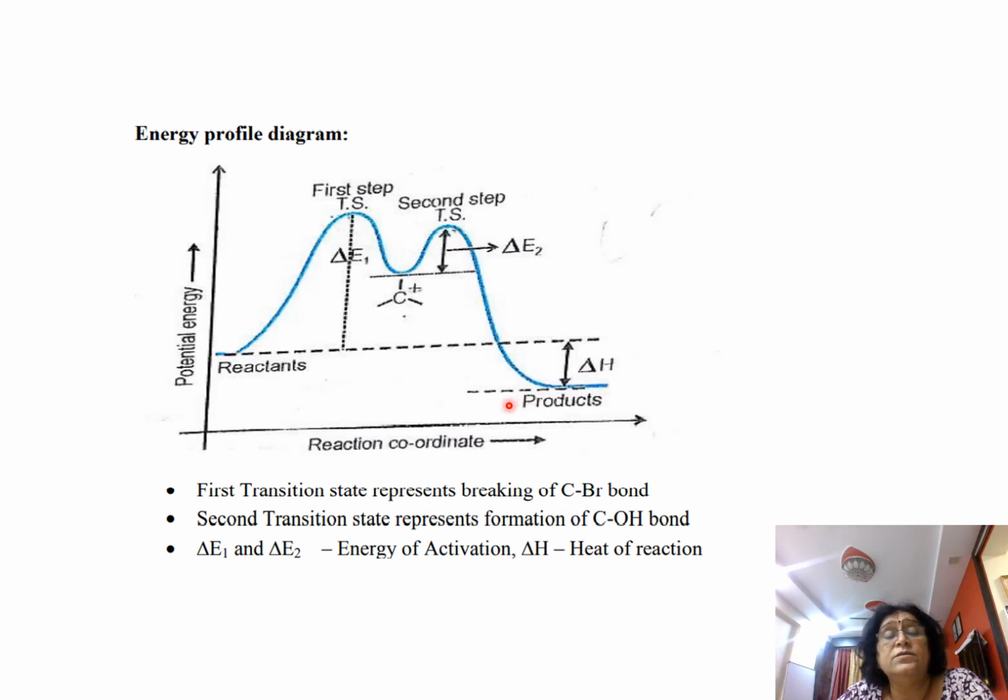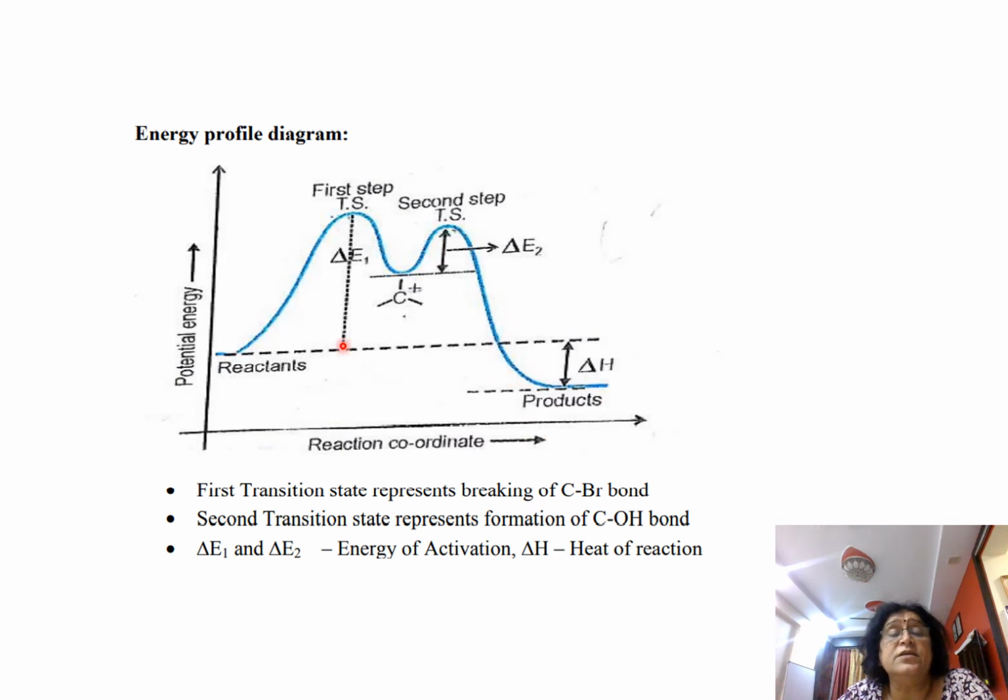Okay. So therefore, here you see the energy of the reactant was here and the energy of the product is here. So the energy of the product is less than the energy of the reactant, and the difference in energy of the product and the energy of the reactant is called delta H. That is the heat of the reaction. So this shows it is an exothermic reaction.